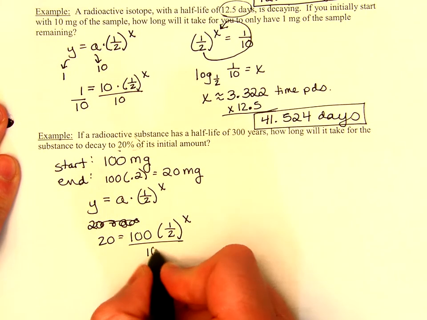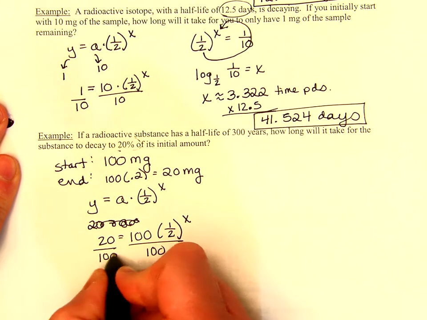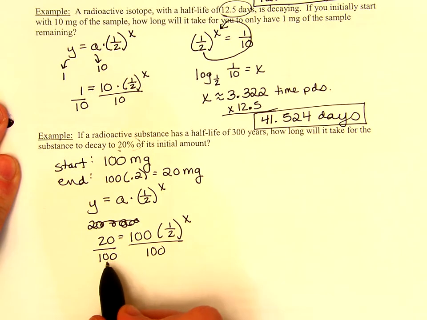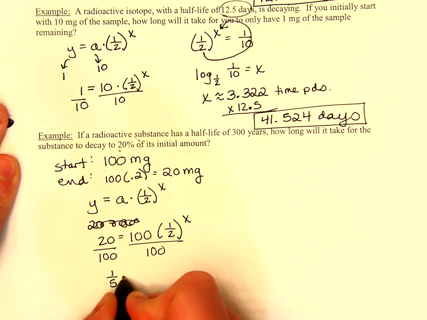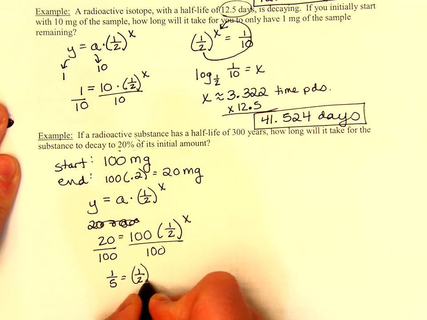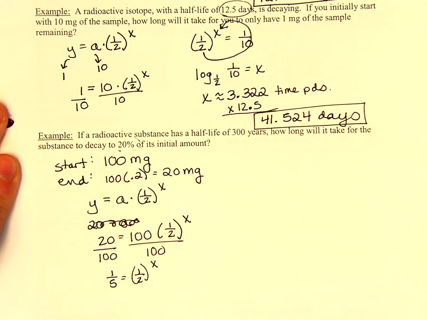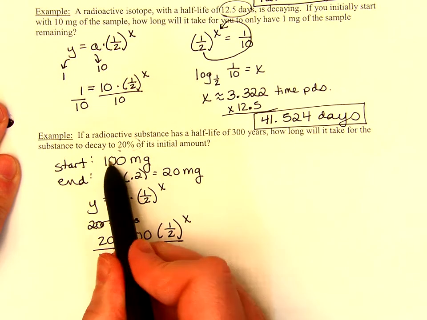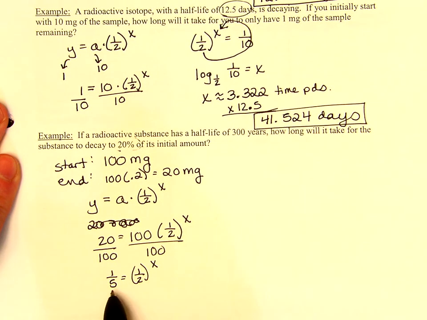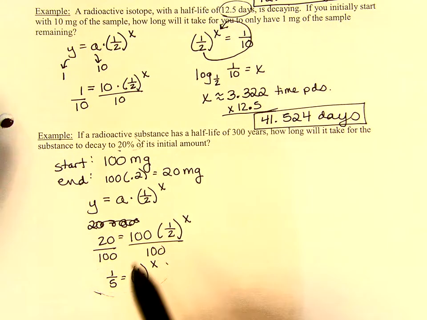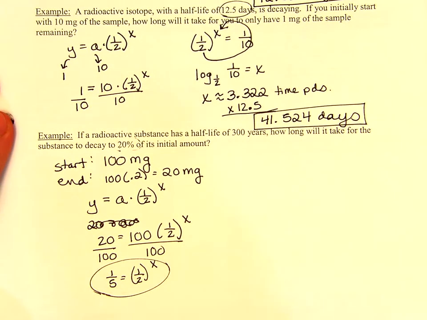I'm going to divide both sides by 100. I'm going to get 2 over 10 or 1 over 5. So 1/5 equals 1/2 raised to the x. If I chose to start with 200 milligrams, I would have ended with 40 milligrams, 200 here, 40 here. You'd still end up with the same equation over here. That's why it didn't matter what I started with, because after dividing, you'll still get the same equation.